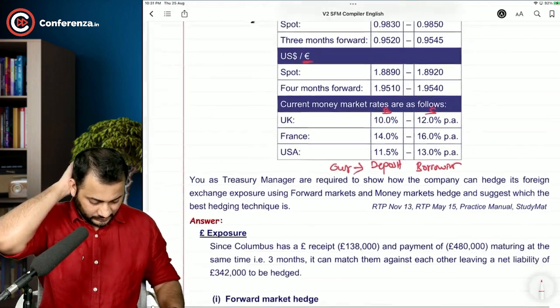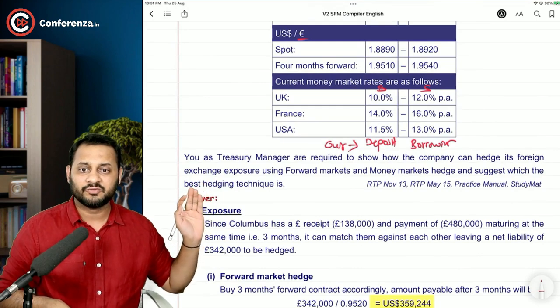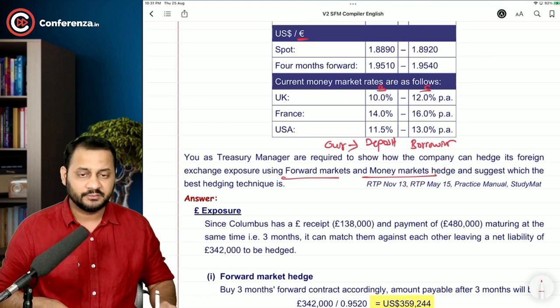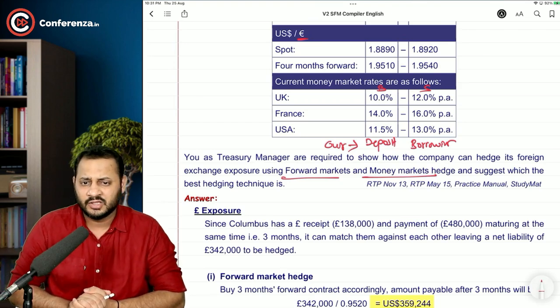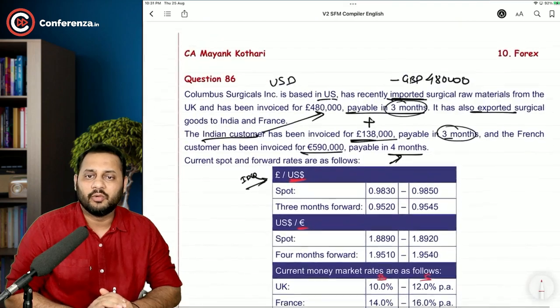You as a treasury manager are required to show how the company can hedge its foreign exchange exposure using the forward market and money market hedge. Suggest which is the best hedging. So this question is a little easy, but the only thing is about the pound.